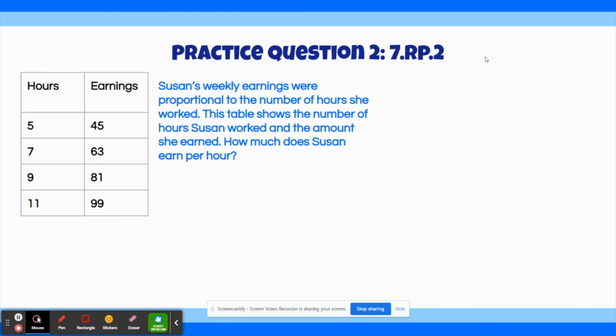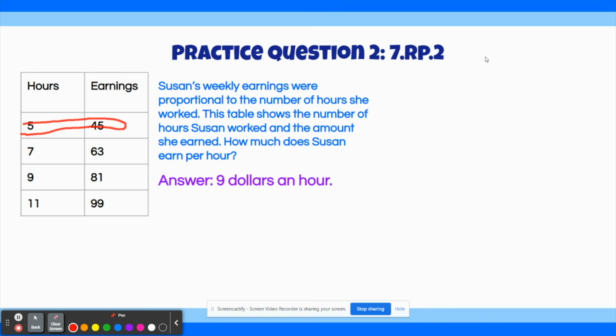Alright, so the answer to this question is $9 an hour. If you got the question correct, you can use the timestamp to move on to the next question. So, since we're dealing with a proportional relationship, each hour she earns the same amount. So we can just pick one of these rows to solve the problem. We're going to choose this row.